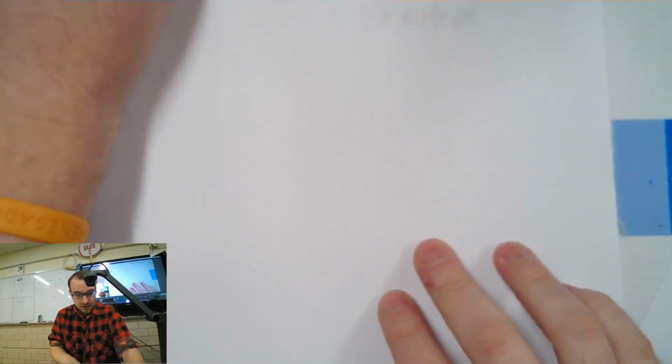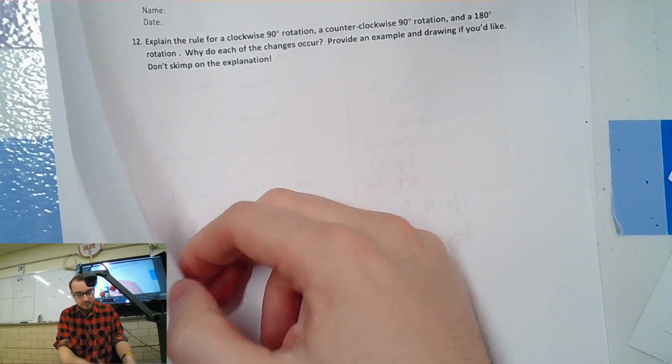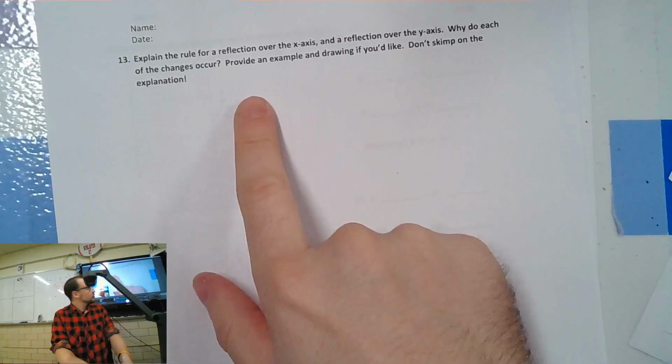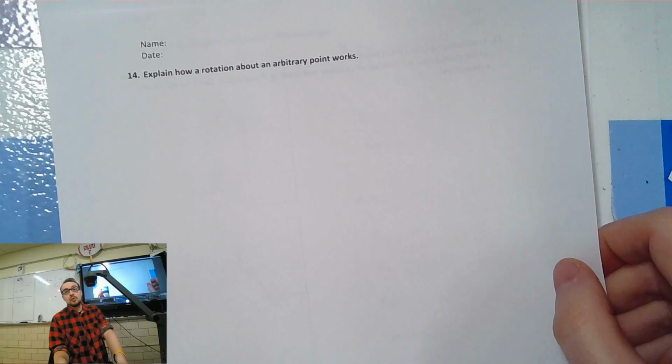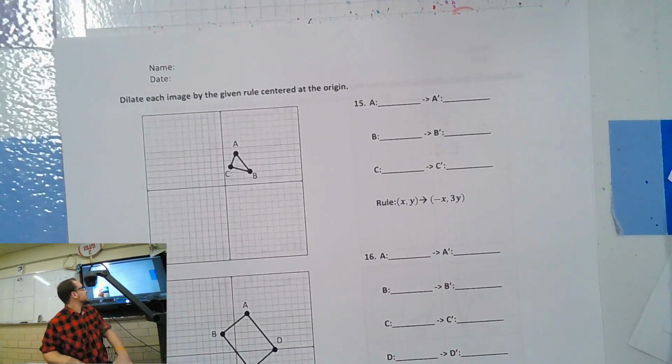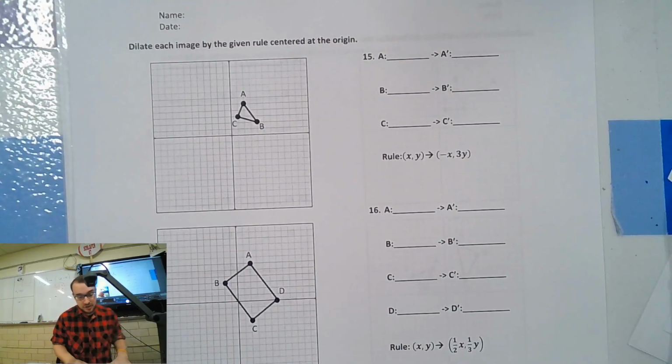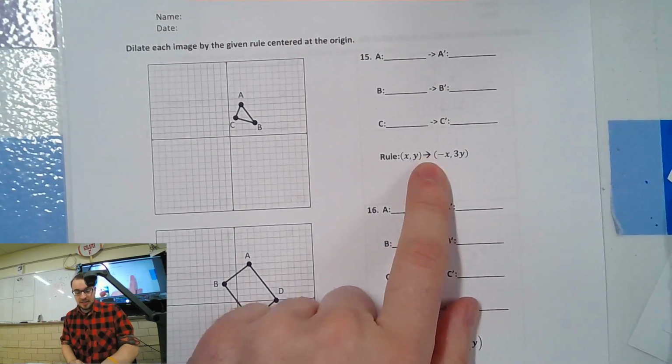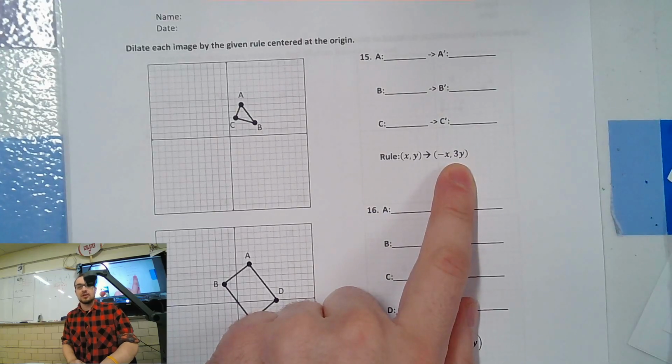All right. So that was our rotation rules. We explained reflection over the x and y axis, and we also talked about rotation about an arbitrary point. So now we're on to number 15. Dilate each image by the given rule when it's centered at the origin. So they want you to negate the x and times the y by 3.